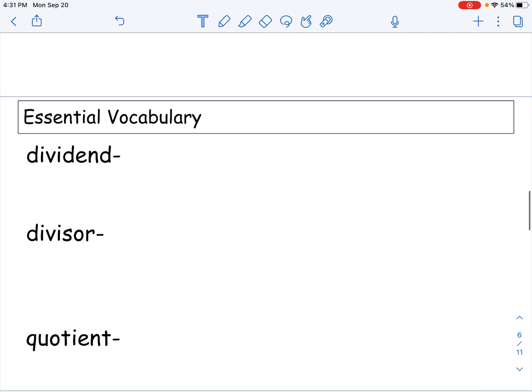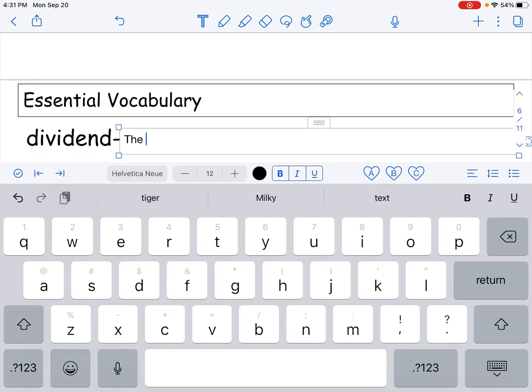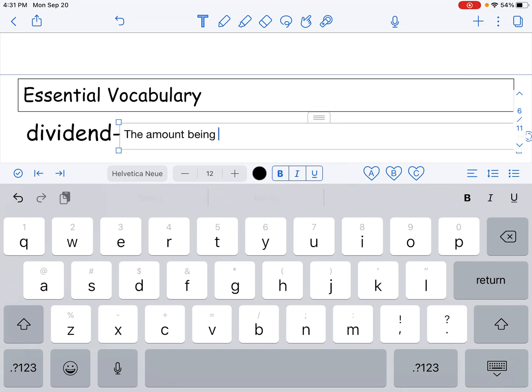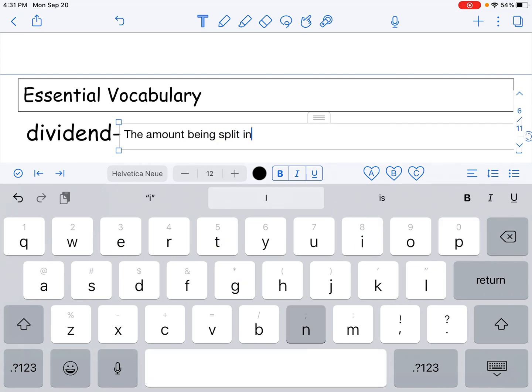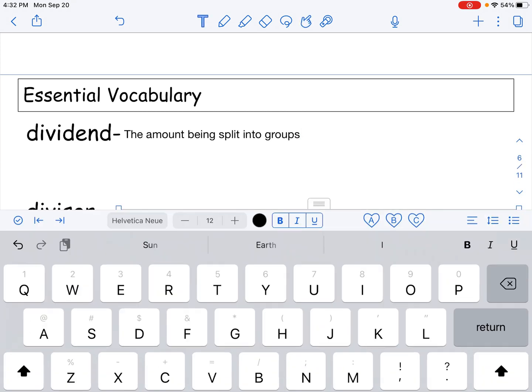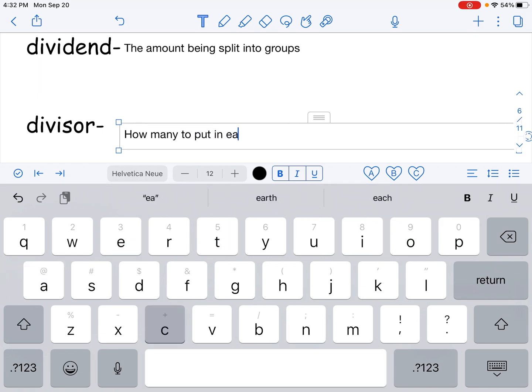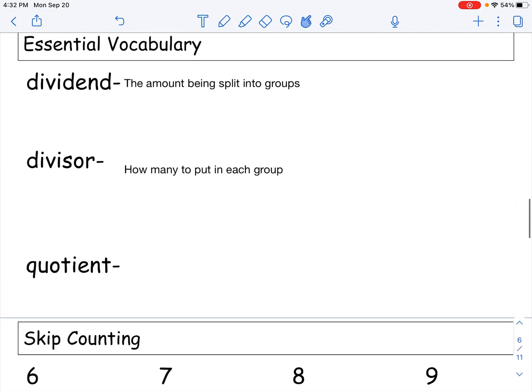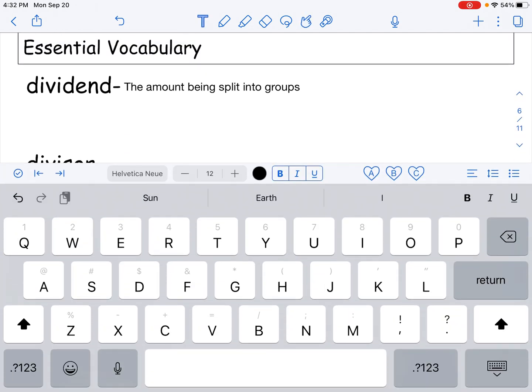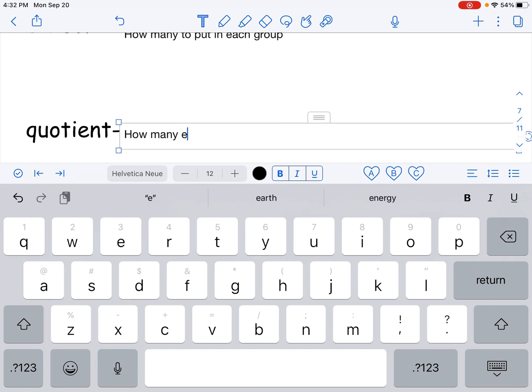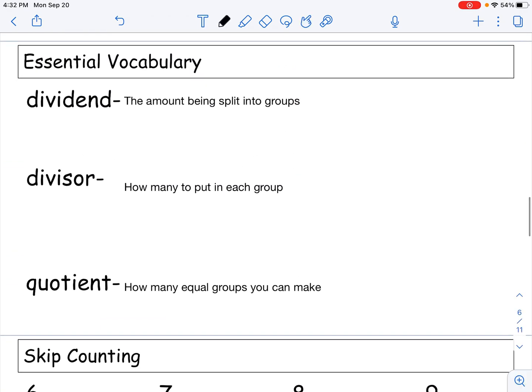So with division, the dividend is the amount being split into groups. The divisor tells you how many to put in each group. And then our quotient is how many equal groups you can make. So I'll leave that on the screen for you, and I'm going to give you a little example.